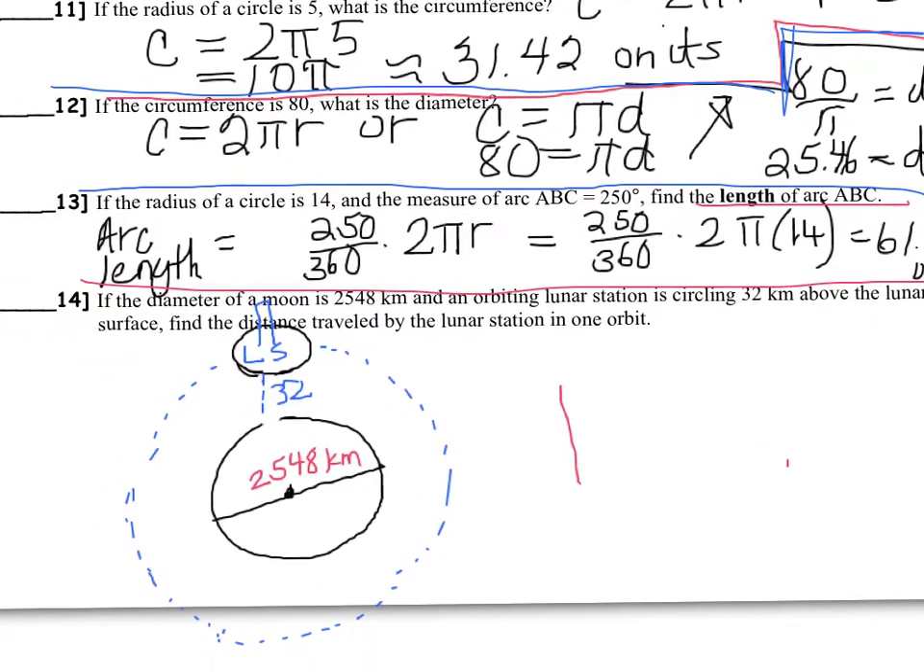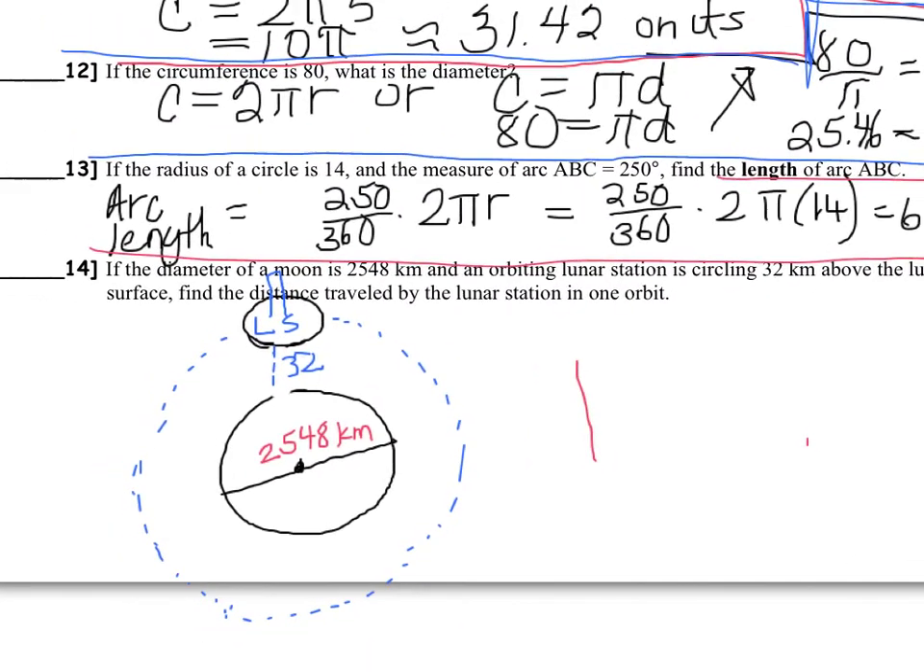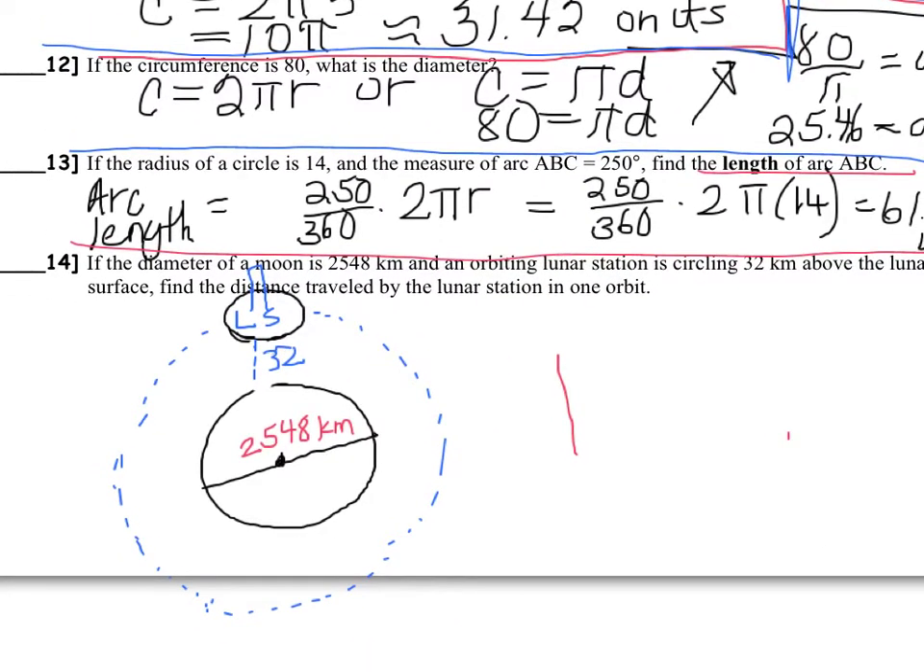Again, just units. Last but not least, our fun question at the end was question number 14, which said, hey, there's this moon, and there's this orbiting lunar station. There's the orbiting lunar station. It's circling 32 kilometers above the lunar surface. Find the distance traveled by the lunar station. You probably guessed it's an arc length question. All right, so as you guessed it, it is the actual arc length.